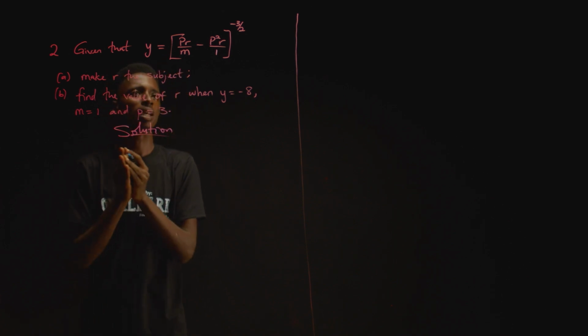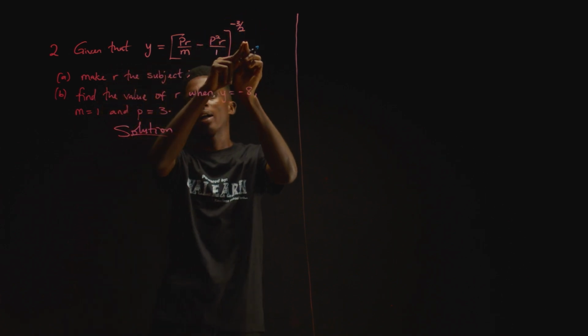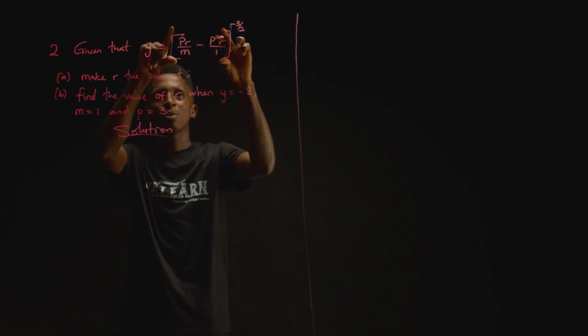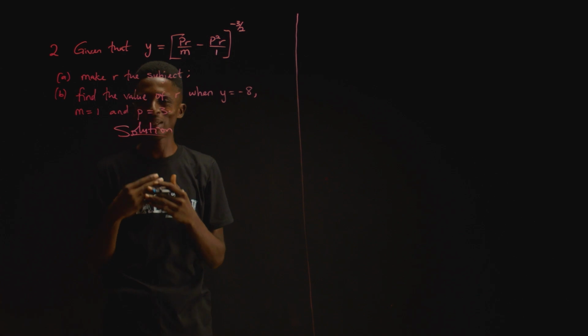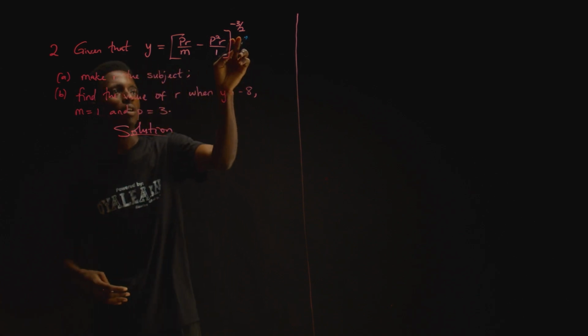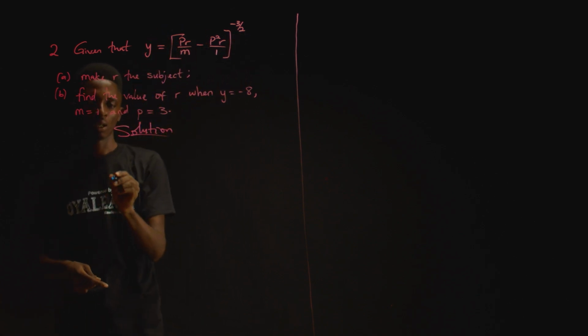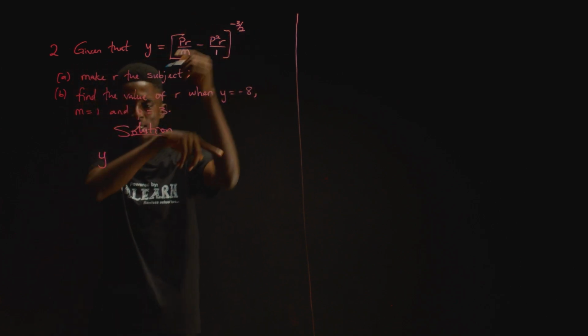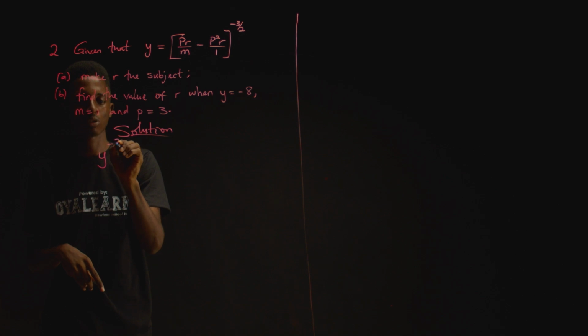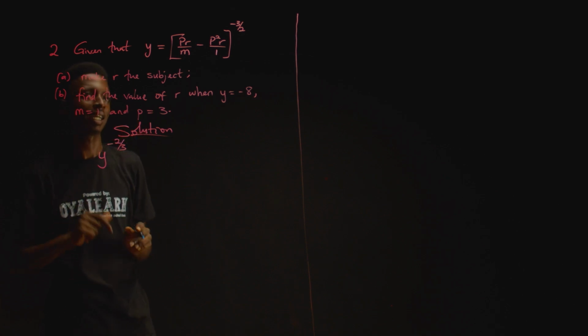First thing we want to do here is to get rid of this power here. Since r is in this bracket, we want to ensure that we do not have any power here, so that way we can easily make r the subject. So here, when we take this power to this side, we should then have it as y raised to the power of, now it flips, so you would have minus 2 over 3, like this.